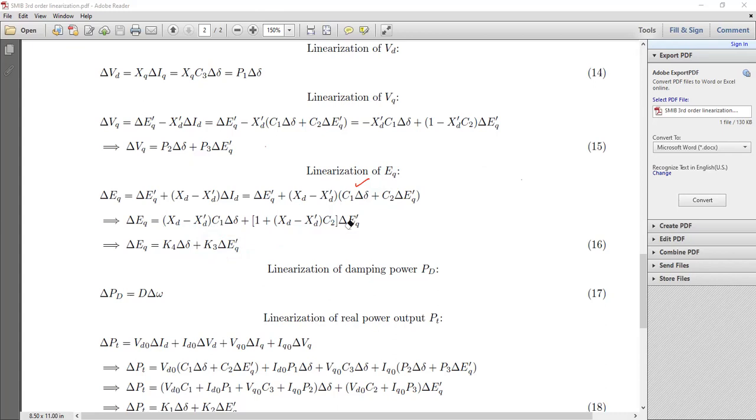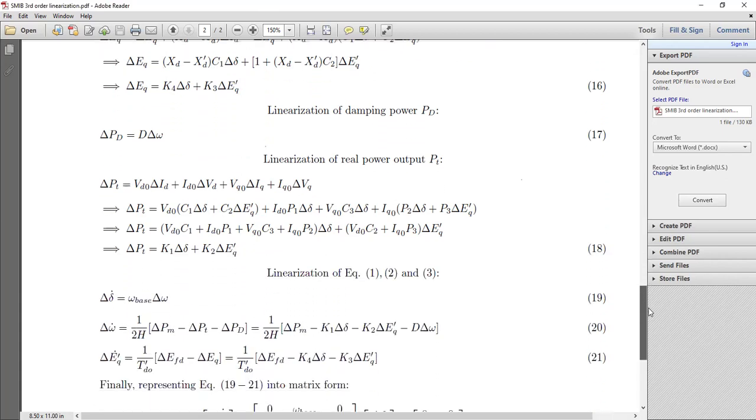So del EQ is done. We have got some K constants now. What about PD? Simply del PD equals D del omega. No further simplification is necessary here. What about PT? For getting the value of del PT, what you have to do is this. You see, now you have multiplication of variables.